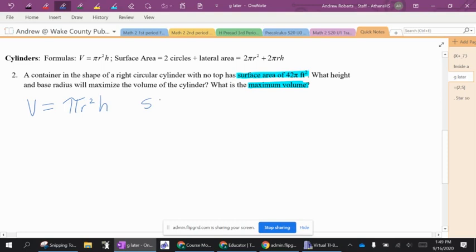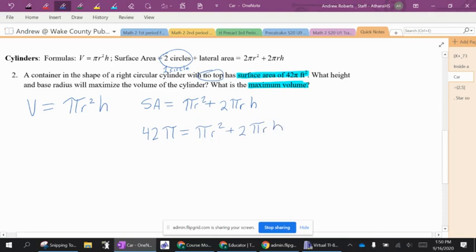Now, this has no top on it, which means our surface area problem is normally two circles. In this problem, it's only going to be one circle because the two circles are the top and the bottom. So we're going to have one circle. So instead of 2 pi r squared, it's just going to be pi r squared plus 2 pi r h. We know surface area is 42 pi feet squared. So we're going to say 42 pi equals pi r squared plus 2 pi r h.